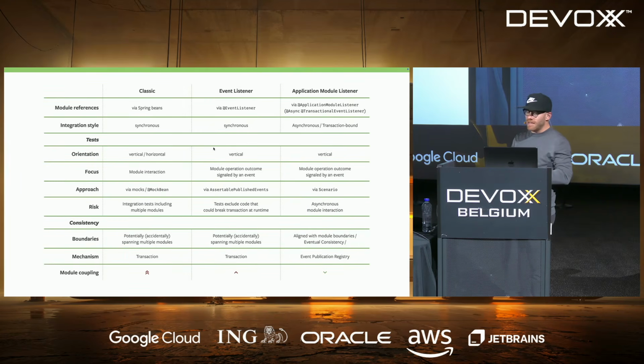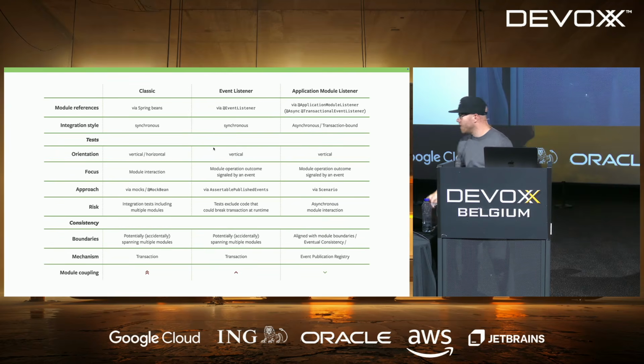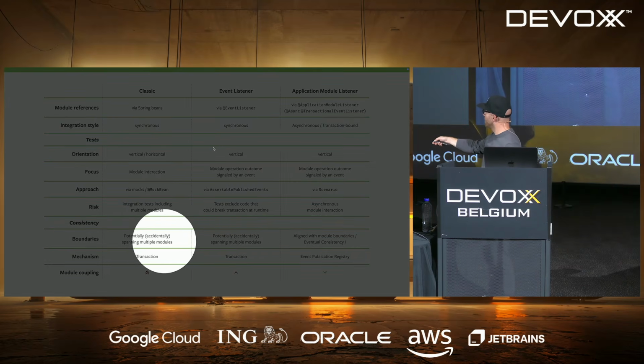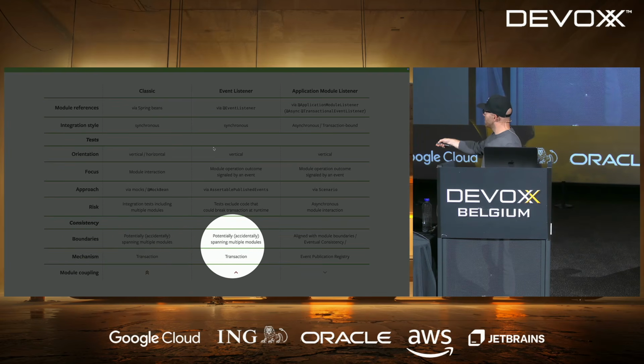And the thing that you should notice is, and I probably have to find a way to make that a bit more visual, that if you move from the left column to the middle column, what changes is the way the tests are written, but the consistency guarantees stay the same, right? Potentially accidentally spanning multiple modules, the mechanism is a transaction, and it's the same here.